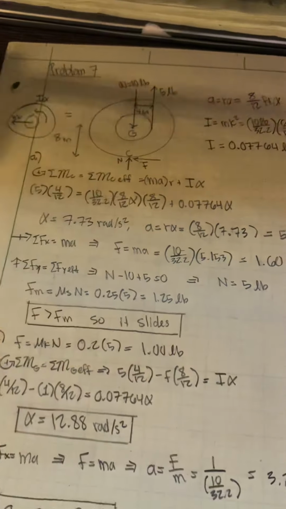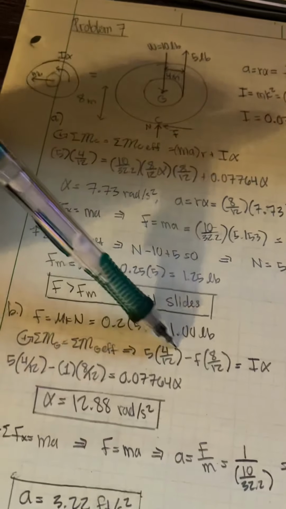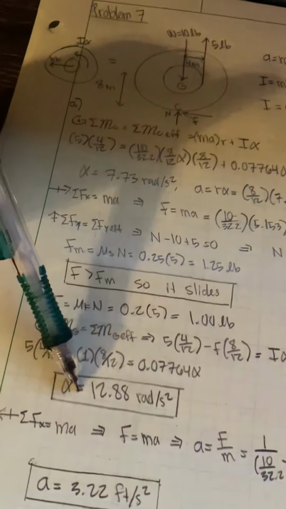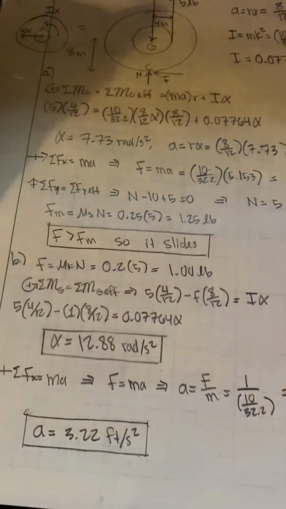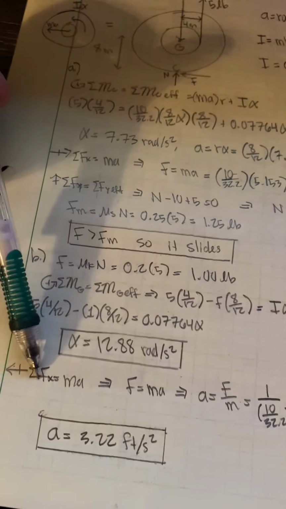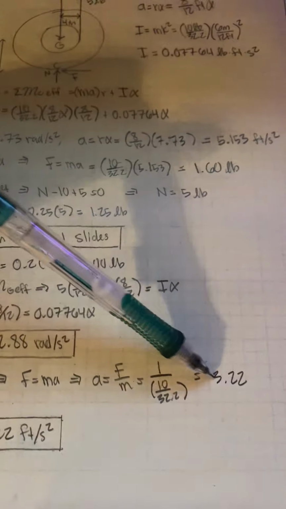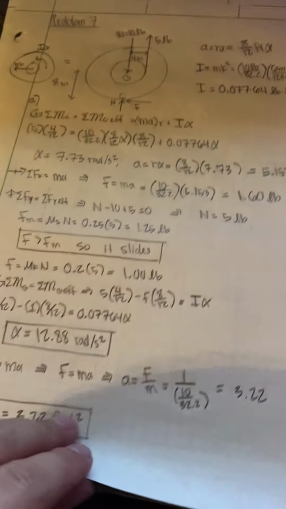And there it wants us to find the angular acceleration. So we get all the values, the sum of moments at G, and this is what we get right here, 2.88. And to find the acceleration at G, we just take the sum of forces in the x direction, which is equal to mass times acceleration. Plug in the values that we do know, we get 3.22 feet per second squared.